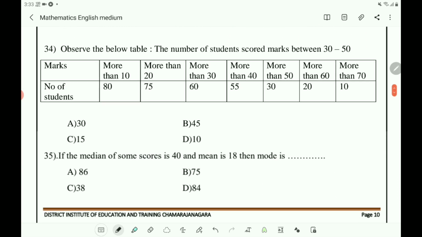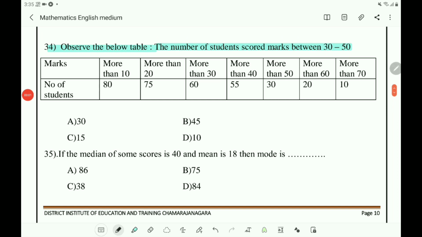Next you take question number 34. Observe the below table. The number of students scored marks below 30, and the number of students scored marks between 30 and 50. Here more than 70 means it comes 70 to 80, which is 10. Then 60 to 70 is 20 minus 10, again 10.